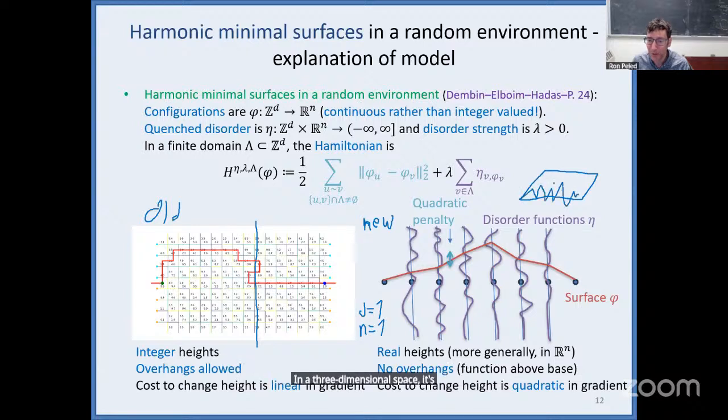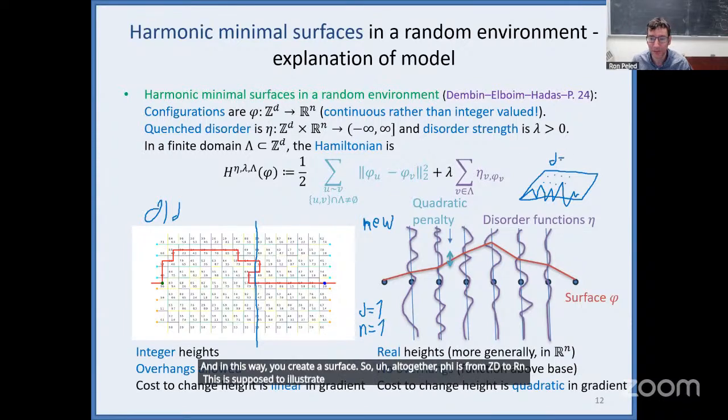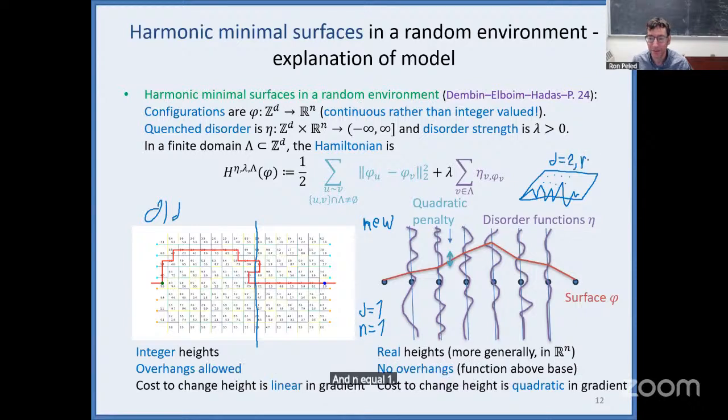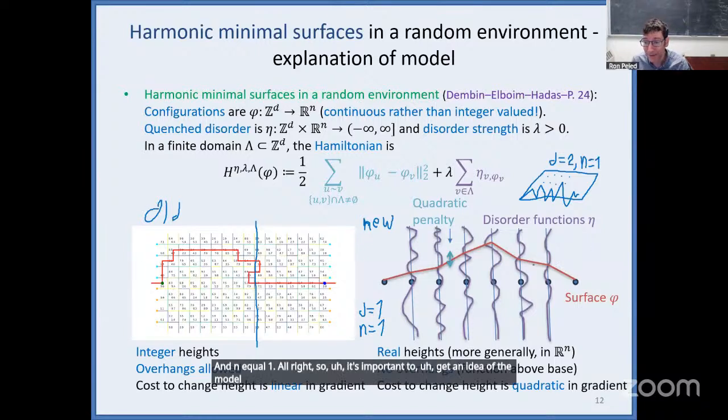It's harder to draw. Again, there is a lattice on the bottom, and at every vertex of the lattice, you choose the height. And in this way, you create a surface. So altogether, phi is from Z^d to R^n. This is supposed to illustrate a picture for d equal 2 and n equal 1. All right, so it's important to get an idea of the model. If something was unclear, you're welcome to ask me questions.